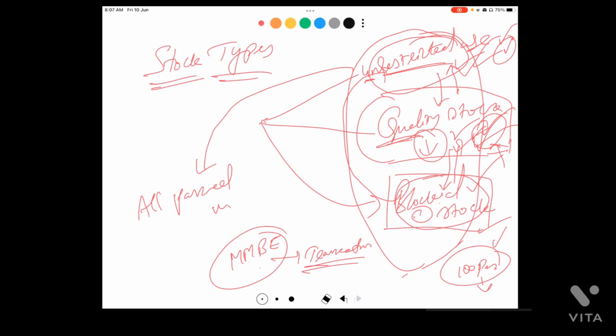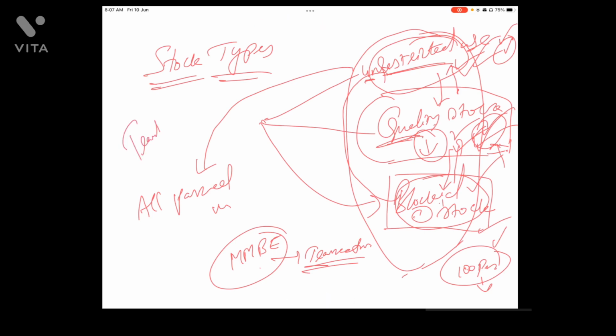There are transfer postings between unrestricted to quality, quality to blocked, blocked to unrestricted, blocked to quality, and quality to unrestricted. So there are many transactions we can do between these stock types. The purpose of telling this is that I can use this process for transfer posting. Transfer posting can be done between unrestricted to quality, quality to block, block to quality, quality to unrestricted, block to unrestricted, whichever way. Clear?